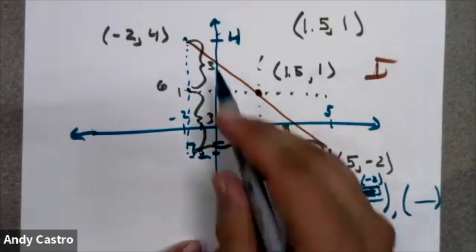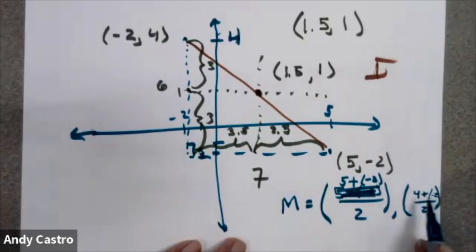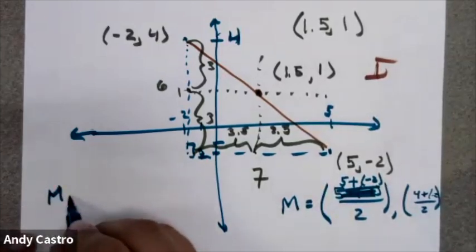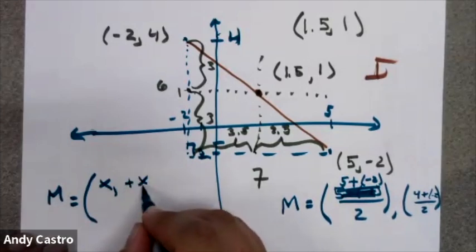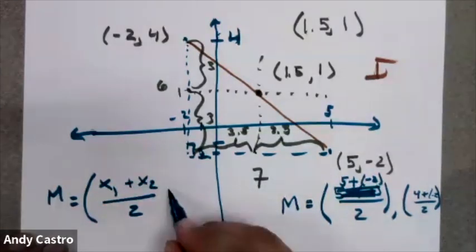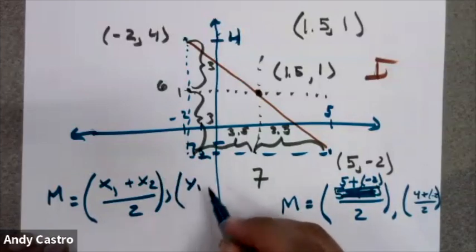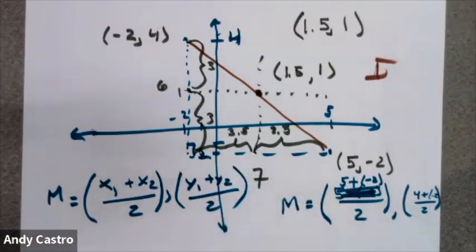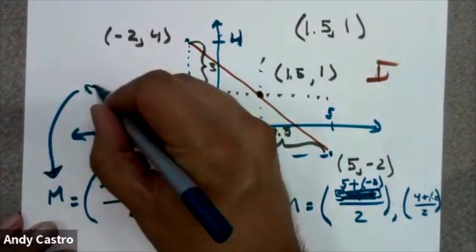Then here on the y side, I do the same thing. 4 plus -2 divided by 2. Positive 2 divided by 2 is 1. Okay, so then the formula is the first x point plus the second x point divided by 2. And then the y is the first y point plus the second y point divided by 2. And this is what's known as the midpoint formula.